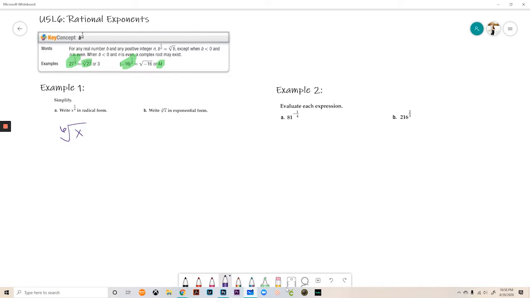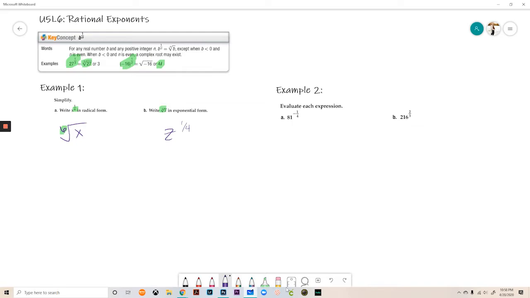Part B says write the 4th root of z in exponential form. So since again, the denominator was our root, that's going to be the denominator in exponential form. So I'm going to have z to the 1/4 power. So that's how you go back and forth between radical and exponential form.